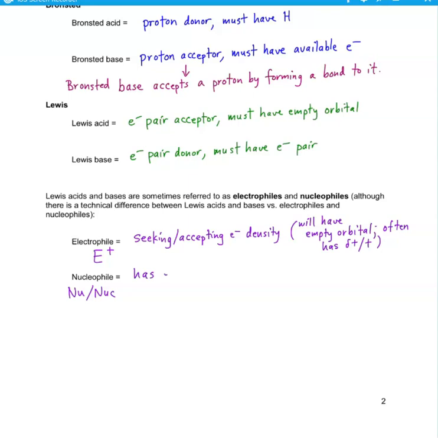Now remember that a nucleophile has electron density to share. And it often has partial negative or negative charge associated with it. Now the electron density that it has to share could be in the form of a lone pair, or a pi bond. So those are the two most common examples that you'll see.